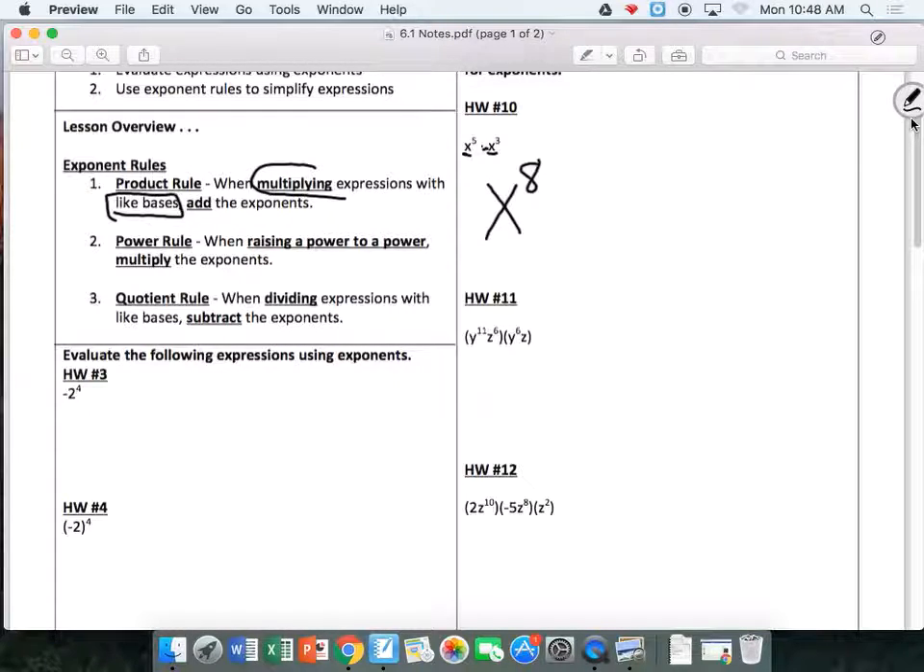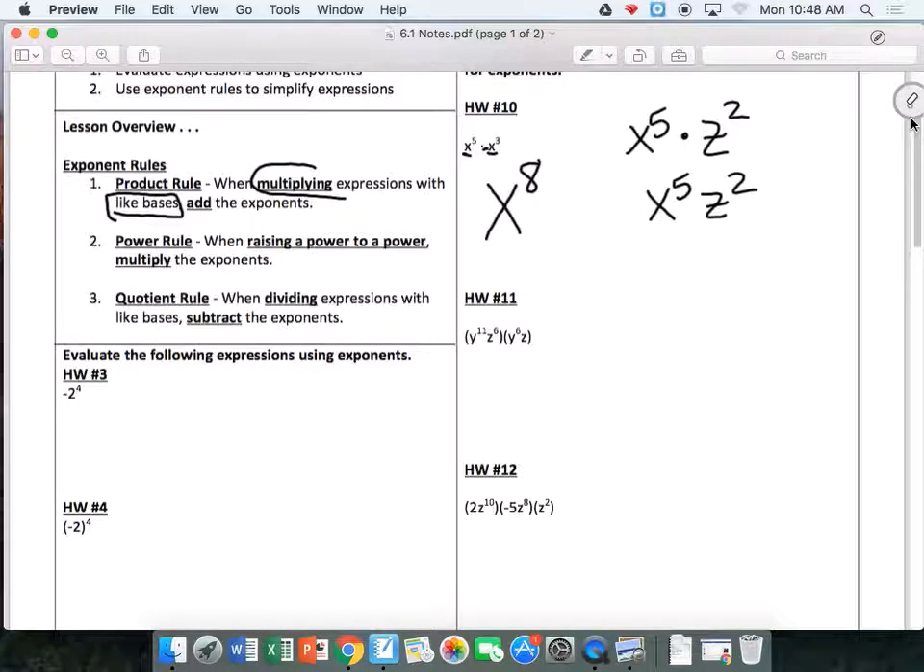So I have a question. Yes. So what about if it was like x times z? Then you can't do it. So what would we do? So let's say it was x to the 5th times z squared. You would just write it exactly the way it is. You can't do anything to it because those bases are not alike. They have to be like.